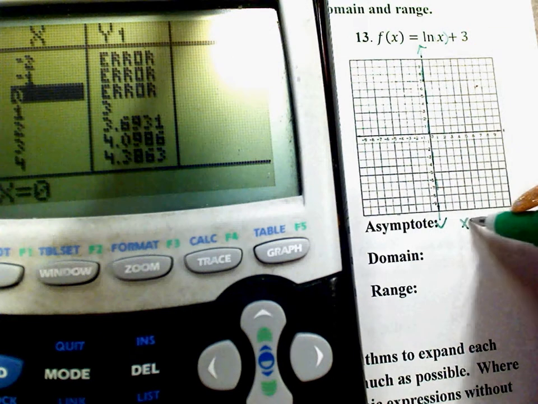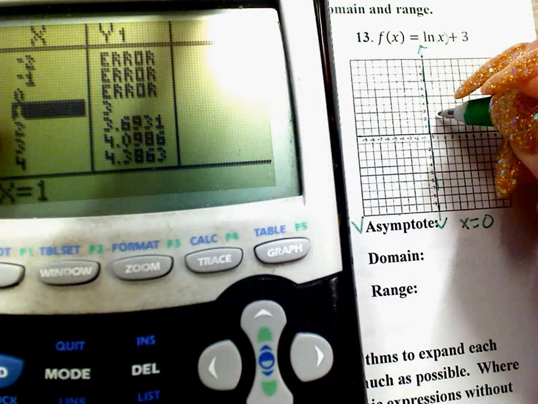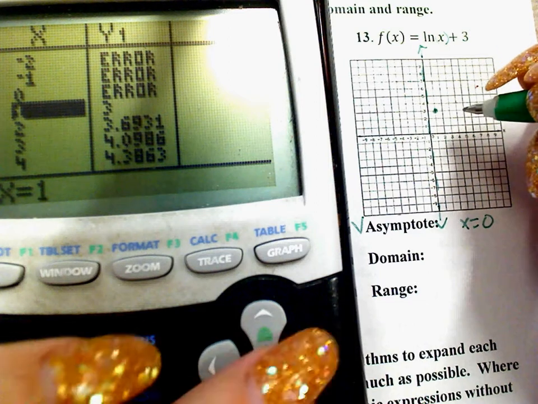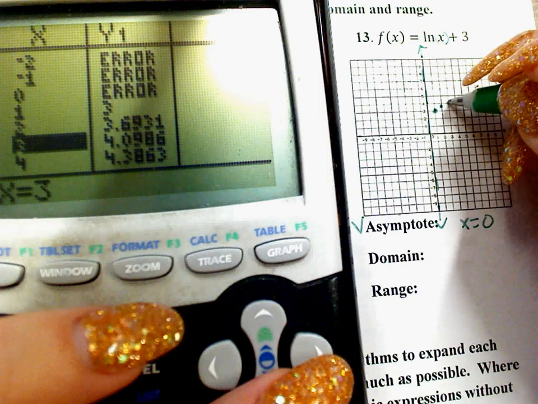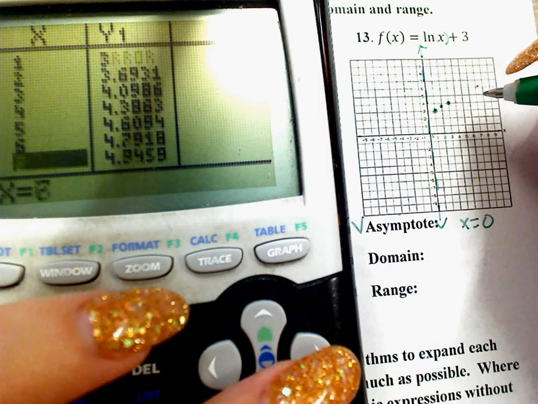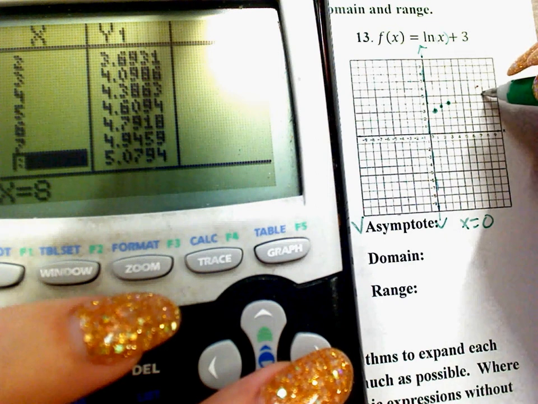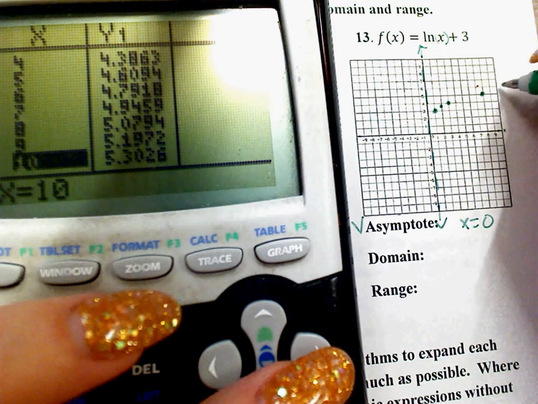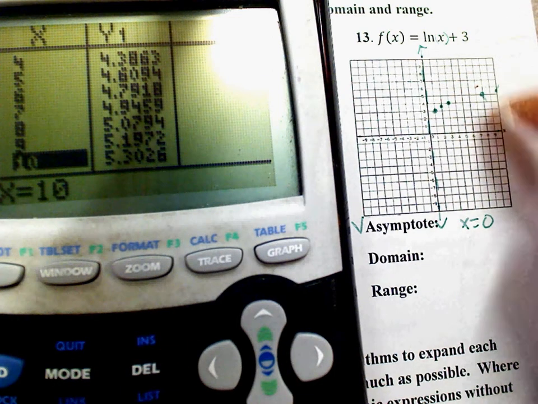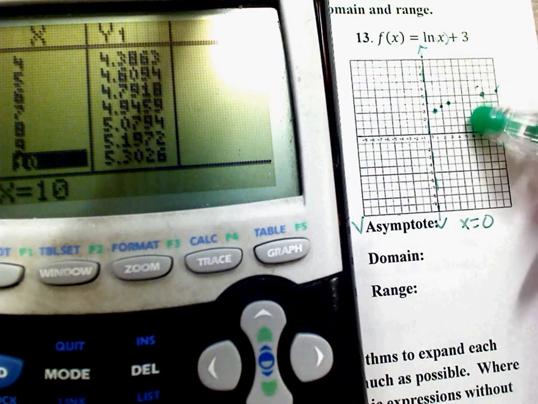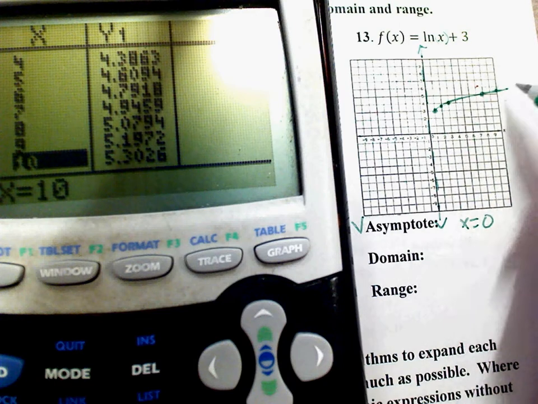So x equals 0. And then at 1, it's at 3. And then it's at 3.6 something, and then 4, basically. And then at 8, we're at 5, basically. And then 5.3. Okay. So we just sketch it, and then don't forget this piece.